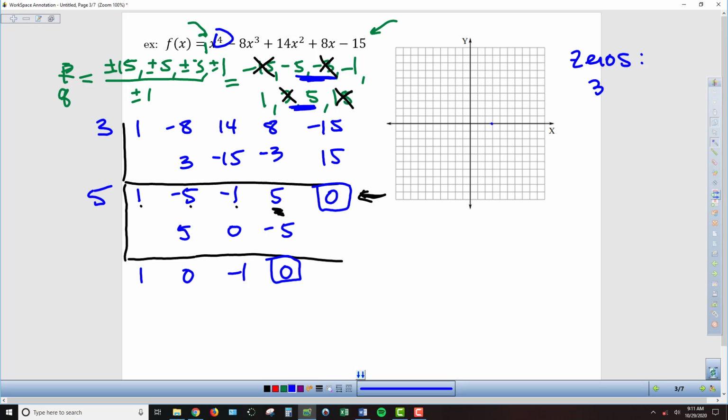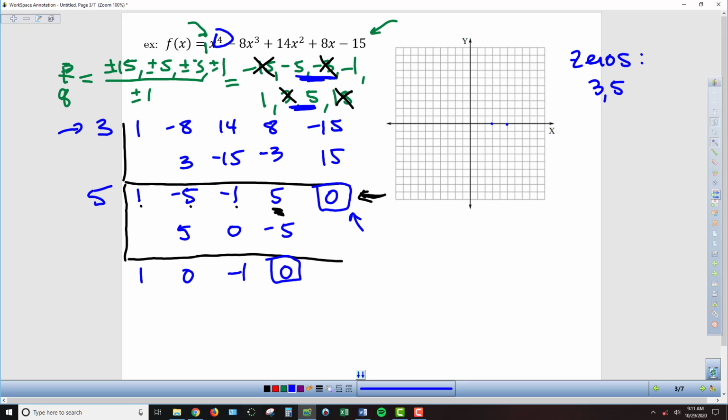And we also get the bonus piece of information that whatever we tried, that would be the input, the x-coordinate, to go along with that output. So I wanted to make mention of that. But in this case, we found 5 as a 0 as well. So that means my graph is going to go through 5 on the x-axis. But I still have 2 more zeros to find.